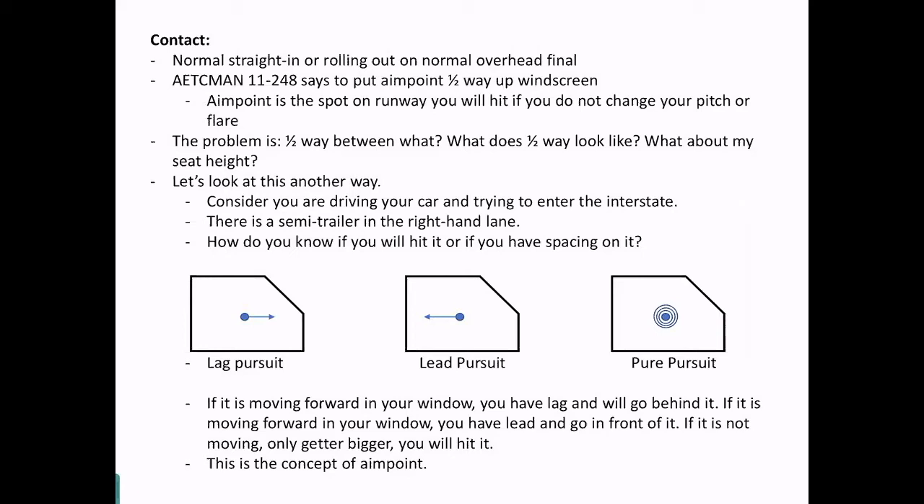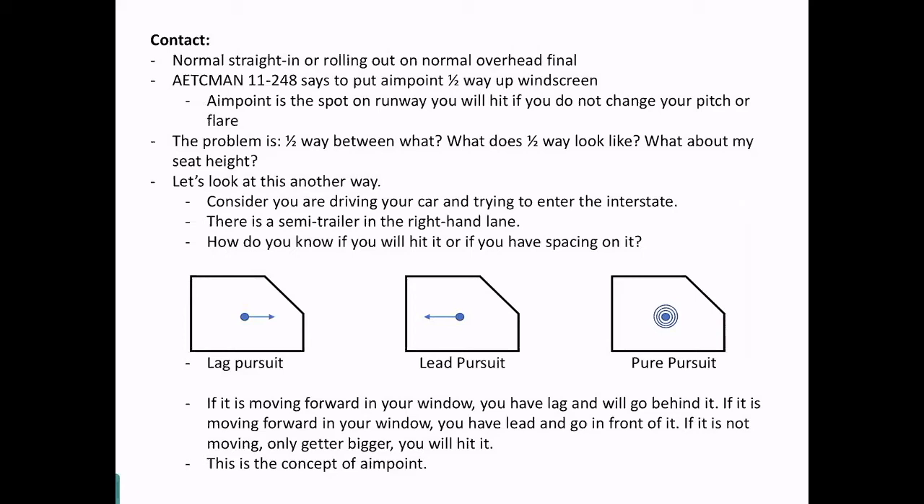Problem I have with 11-248's explanation is: halfway between what? When you say halfway up the windscreen, what is that halfway between? Exactly where in our sim does that windscreen hit the fuselage? Because it's halfway from that point to the canopy bow. What does halfway look like? Is this halfway or is that halfway?